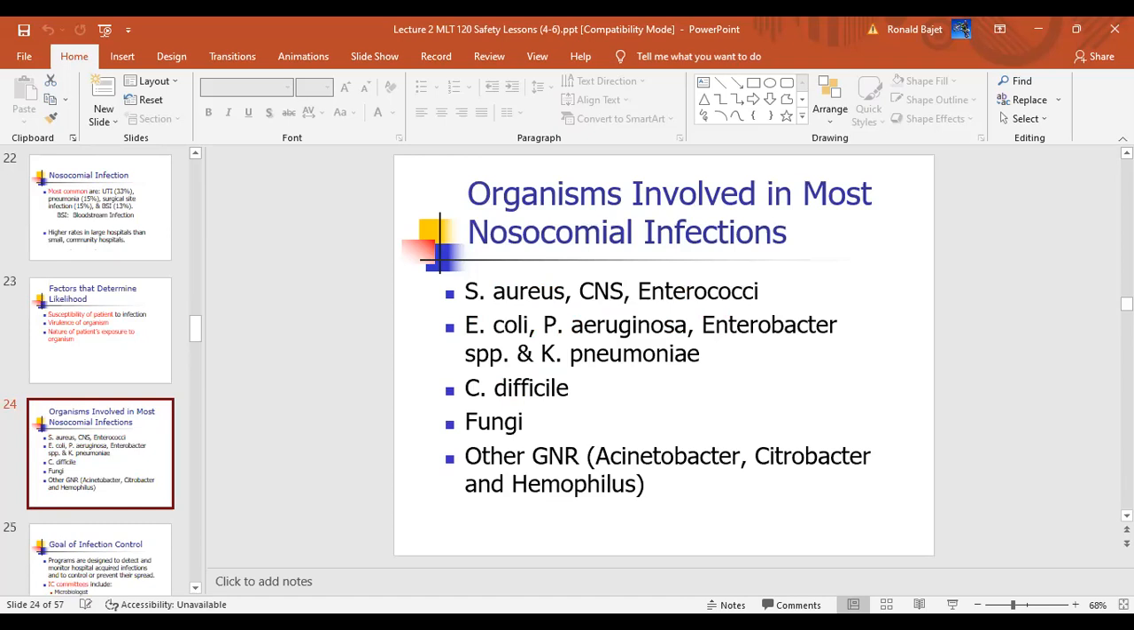Organisms involved in most nosocomial infections: Staph aureus, coagulase-negative staph, Enterococcus, your gram-negatives, Clostridium difficile, that's an anaerobe, fungi, and other gram-negative rods like Acinetobacter. We'll be talking about Acinetobacter. That's one of the organisms. If you're infected with Acinetobacter, it's difficult to treat. It's a very resistant organism. Citrobacter and Haemophilus. We'll talk about identifying Haemophilus.